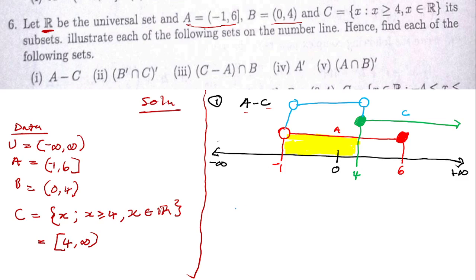So our solution is as follows: A minus C is simply equal to -1 open, comma, and then 4, which is there, so you put a 4 there, and 4 is open also, so this will be like that. So this is how the answer was.